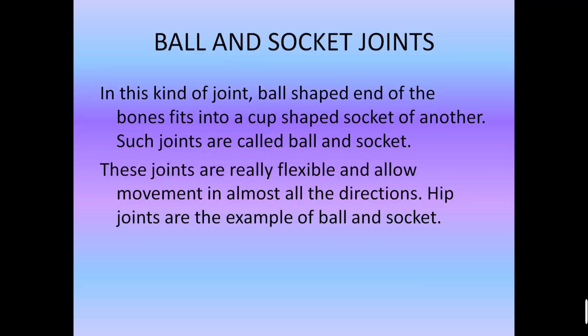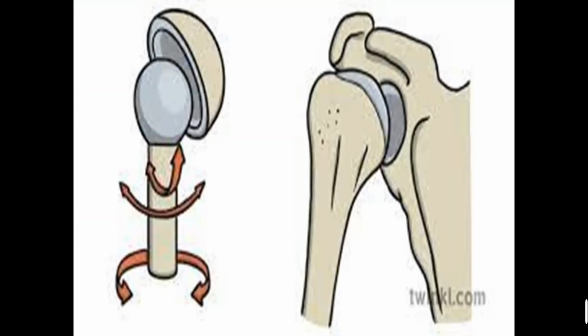So let's begin with the ball and socket joint. In this kind of joint, the ball-shaped end of the bone fits into a cup-shaped socket of another. Such joints are called ball and socket. These joints are really flexible and allow movement in almost all the directions. Hip joints are the example of ball and socket joint. So this is the image of ball and socket joint.